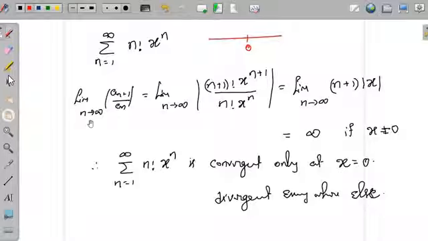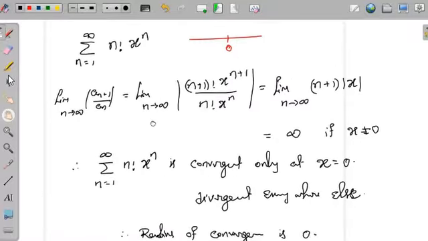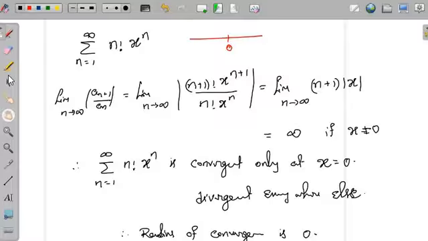Therefore the radius of convergence is 0. That means it converges nowhere except at the center. Any series converges at the center, because substituting the center makes all the terms 0, so not converging at the center never happens. But this one is only convergent at the center. That's it. Nowhere else. Okay, so this is all. I'd like to stop here. Let me know if you have any questions or doubts.